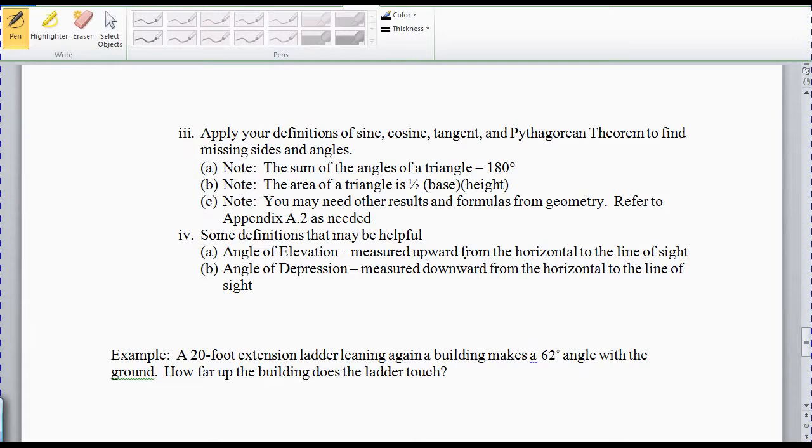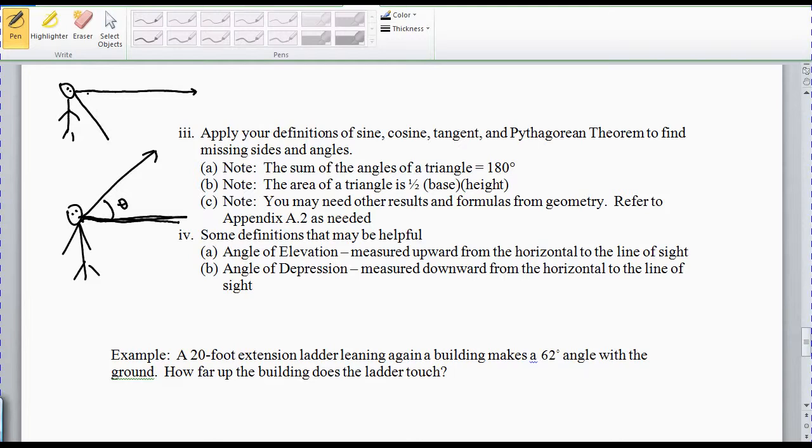Angle of elevation, it says, is measured upward from the horizontal to the line of sight. So let's say that you're looking horizontally, or your line of sight is horizontal, and you're going to look upward because your view is elevated. Well, this is the angle of elevation. Now let's say that your line of sight, once again, is horizontal, but you're going to look downward. Well, that's the angle of depression. So this is the angle of elevation, and this is the angle of depression.